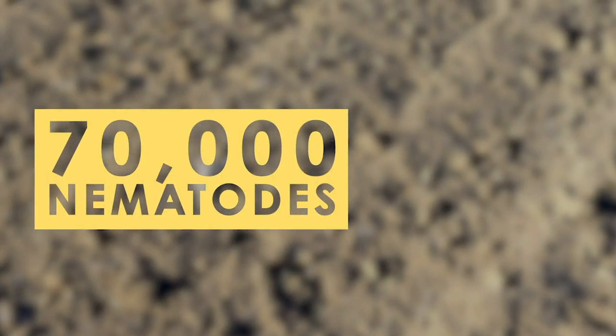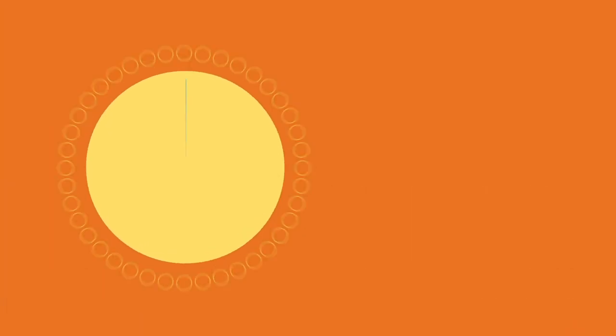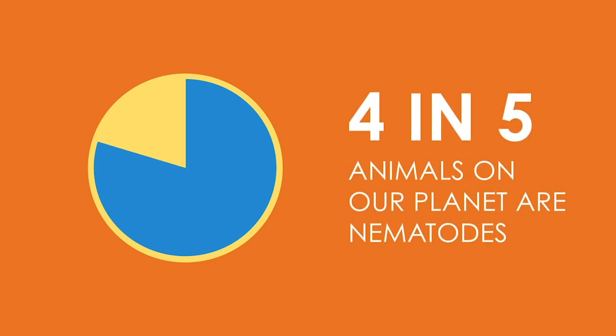Nematodes are incredibly important for soil functioning because they govern nutrient and carbon exchanges between soil and atmosphere. These are some of the most abundant organisms on our planet. You can get up to 70,000 nematodes in 1 gram of soil. Almost 4 out of every 5 animals on our planet is a nematode worm.